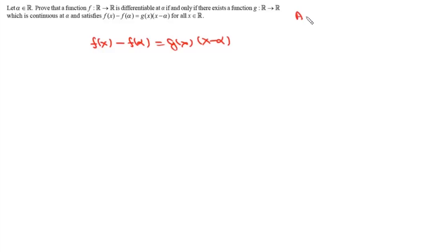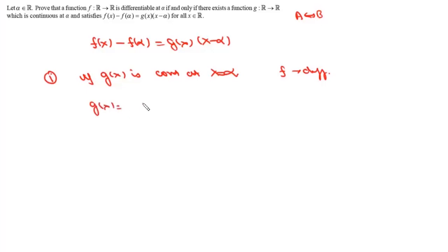Now this statement is a bijection, that A implies B and B implies A. So we have to prove it in two parts. In the first part, we'll prove that if g(x) is continuous at x equals alpha, then f is differentiable at x equals alpha. Now we write g(x) as (f(x) minus f(alpha)) upon (x minus alpha).